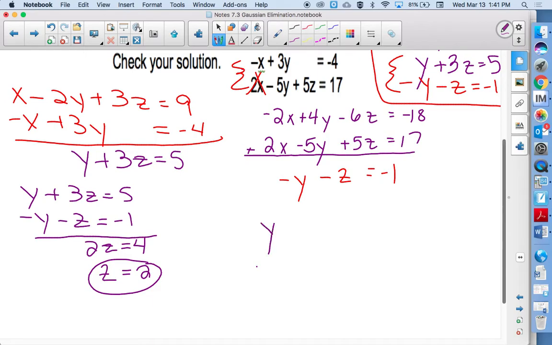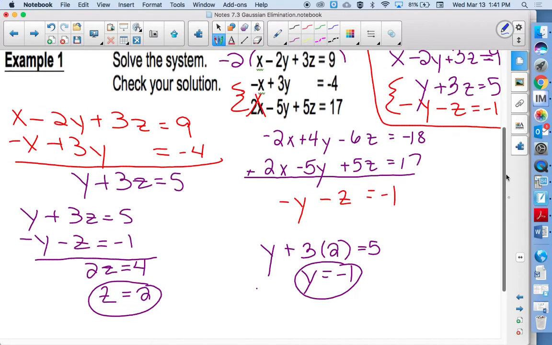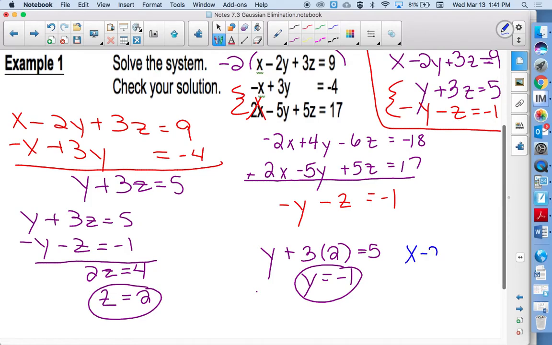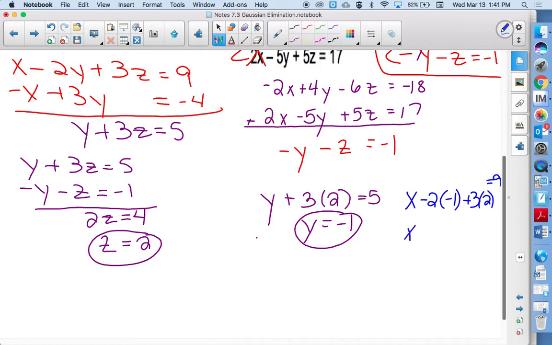So the y is positive over here, and y plus 3z equals 5. So y plus 3 times 2 is 5. So now y is negative 1. Going back into one of the original equations that has an x in it, x minus 2 times y plus 3 times z is supposed to equal 9. And it ends up giving us a positive 1, which is the same as the original problem in the warm-up that we started with. It's just that problem was already in the stair-step form.